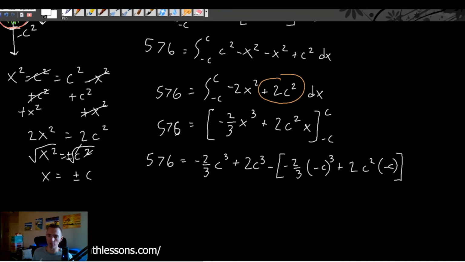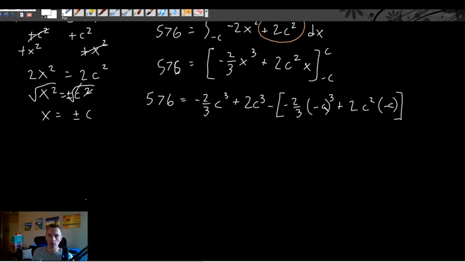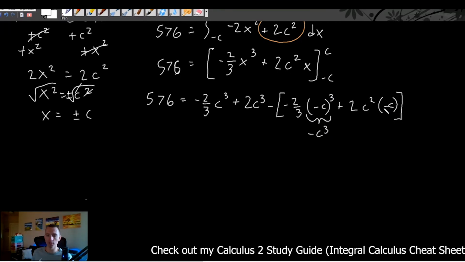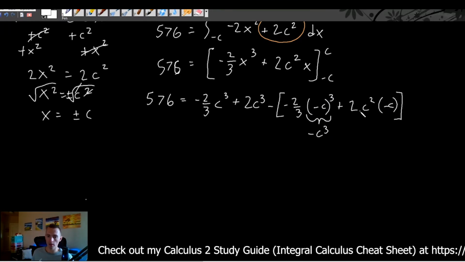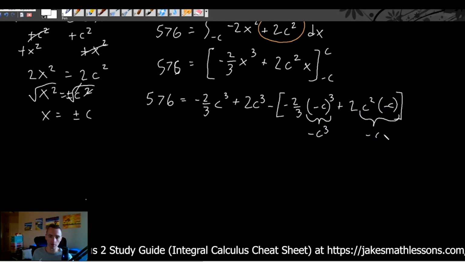Okay, so now we want to simplify this because this is a bit of a mess at this point. So to simplify this, first of all, negative c cubed is going to be just negative c cubed. Cubing the negative sign is going to keep it negative, and then cubing the c is going to make c cubed. So we're going to have basically this is negative c cubed.